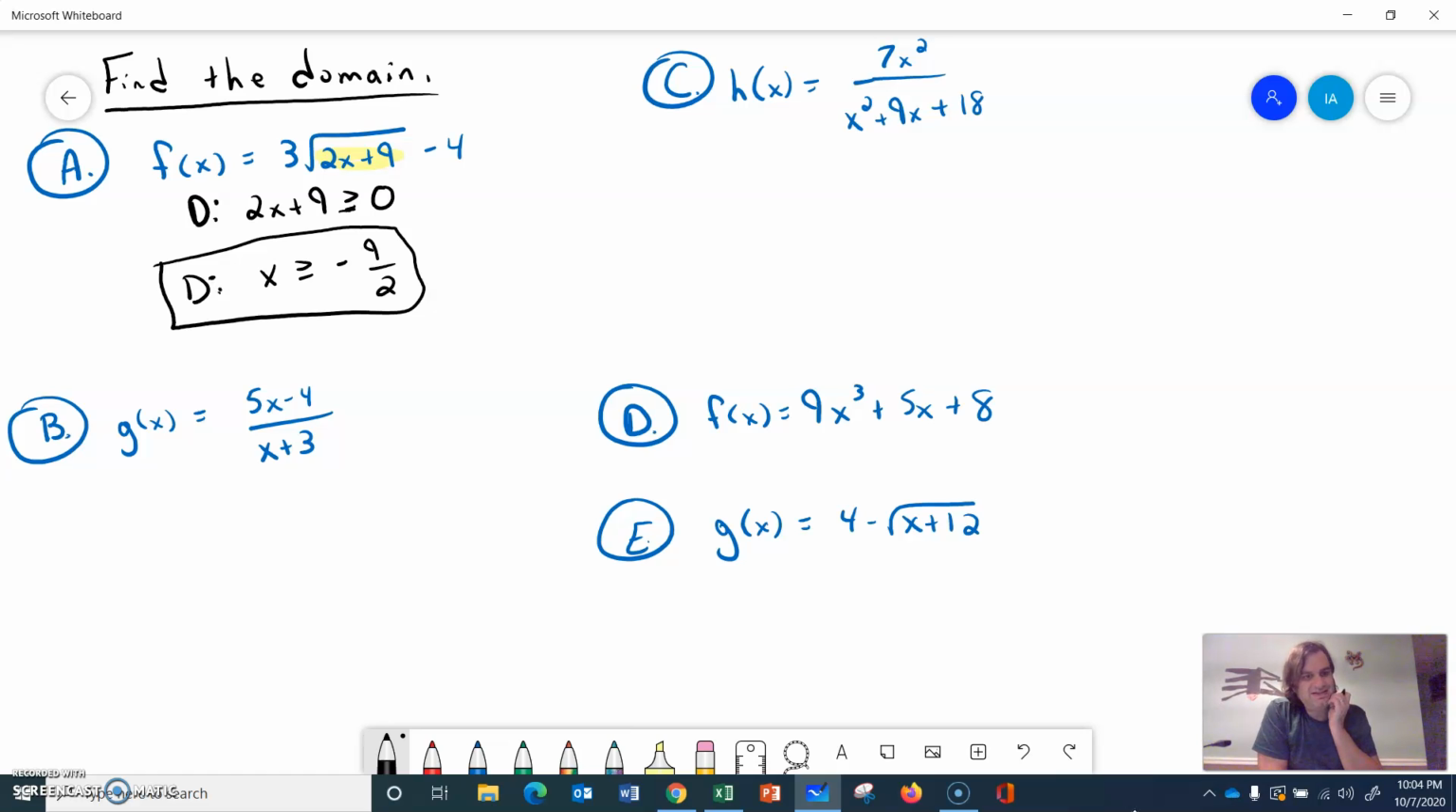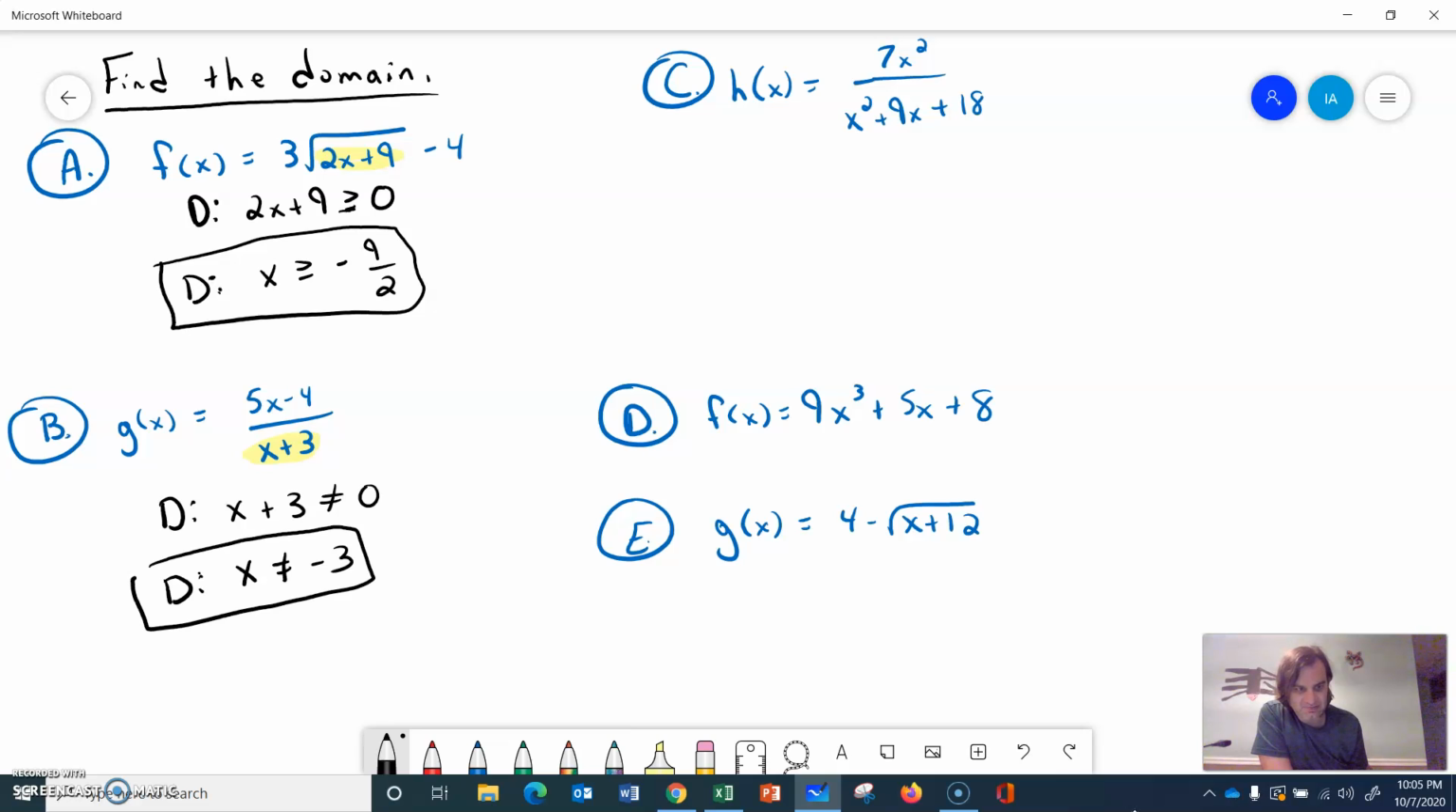The second one, B, g of x equals the fraction 5x minus 4 on top and x plus 3 on the bottom. This one has a denominator of x plus 3. So denominators mean we're going to take that and set x plus 3 not equal to 0, because we can't divide by 0. So we'll get that by itself, so x cannot be negative 3. That's our domain. So we can put any real number in g except negative 3.